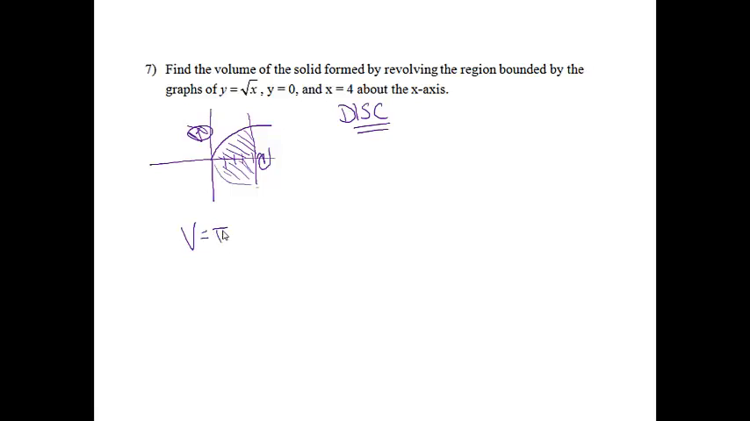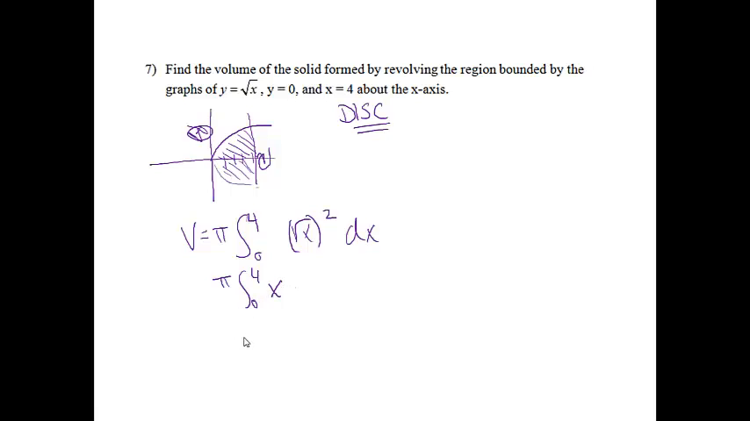So my volume will equal pi, and then I'm going from an x value to an x value, so I'm going to go from 0 to 4. And since it's disk, it's only one radius, so the radius is going to be the square root of x, and it's the radius squared. The square root of x when you square it is just going to be x.